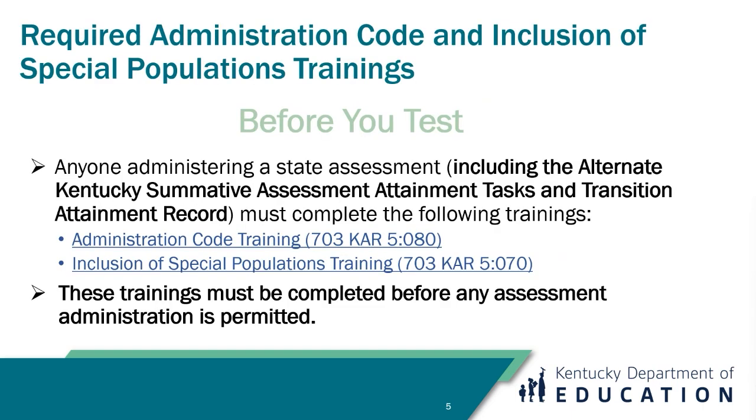Let's take a moment and look at what is required before you administer the attainment tasks. First and foremost, before you administer any Kentucky state assessment, you must receive the administration code training and the inclusion of special populations training. If these trainings are not completed, then no test administration should occur. And finally, if you are completing this training, you will more than likely also be administering the alternate Kentucky summative assessment, so this training is also a requirement to administer the attainment tasks.